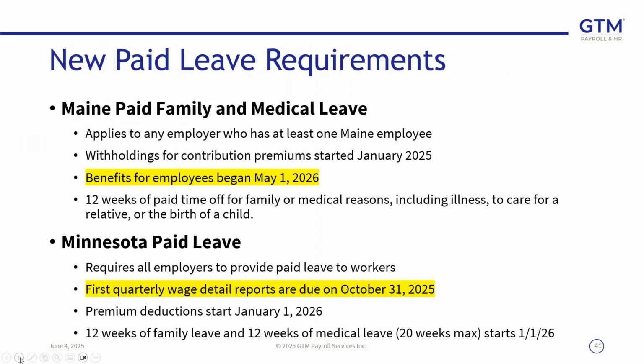Some new paid leave programs have requirements to be aware of. In Maine, benefits for household employees are now available under that state's paid family and medical leave program. In Minnesota, the first quarterly wage detail reports are due on October 31st. These reports must detail the wages paid to employees between July 1st and September 30th of this year. You'll submit this information using the existing state unemployment insurance system.